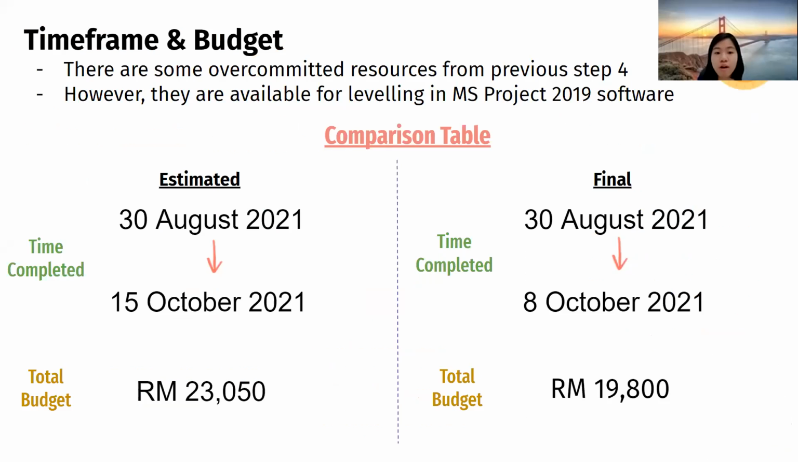We then proceed to step 4 of creating resources and assigning those resources to tasks as stated in the work breakdown structure. There are some overcommitted tasks, but no worries on the issue because all of this can be overcome by using the leveling function in the software. As you can see from the slides, with 5 working days per week and 8 hours of working each day, the estimated completion time for the project is on 15th of October along with an estimated budget of around 23,000 ringgit. However, our project team members have successfully not just finished the project on time, but also earlier than expected, on 8th of October, with the usage of only 19,800 ringgit.